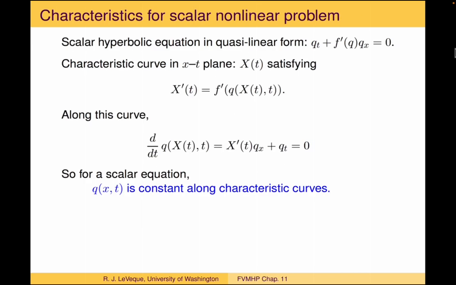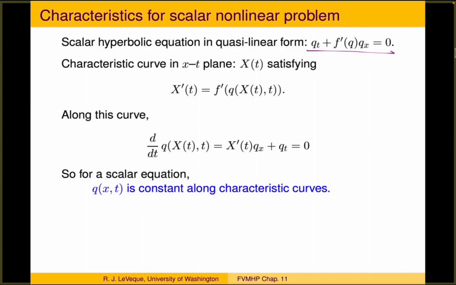Now, in addition to looking at particle paths, it's also very useful to look at characteristics when we talk about shocks versus rarefactions. We know we have to look at characteristics to see whether they're impinging on a shock or spreading out. And just to remind you that for a scalar nonlinear problem, if we write the equation in quasi-linear form, q_t plus f'(q) q_x equals 0, and assume that the solutions are smooth, then we can find these curves x(t).